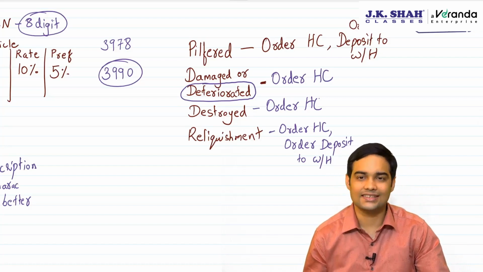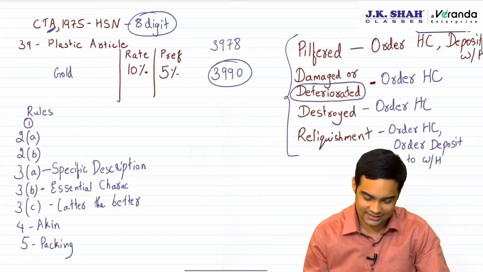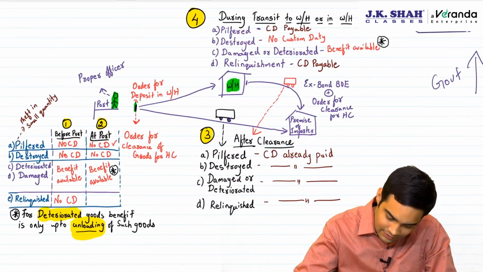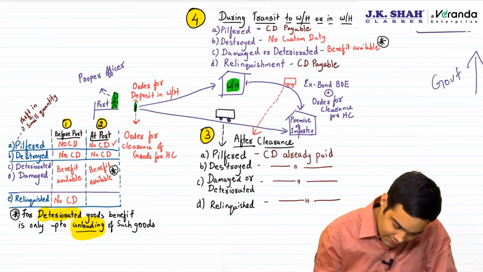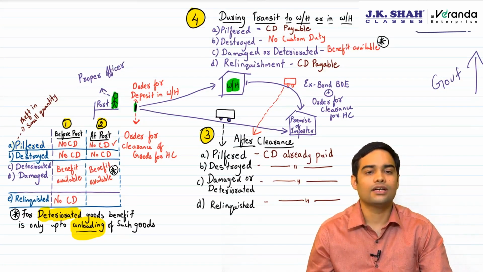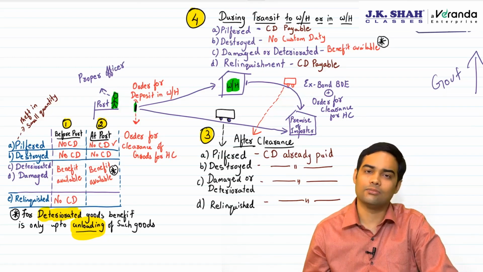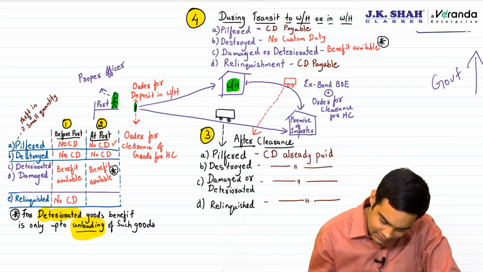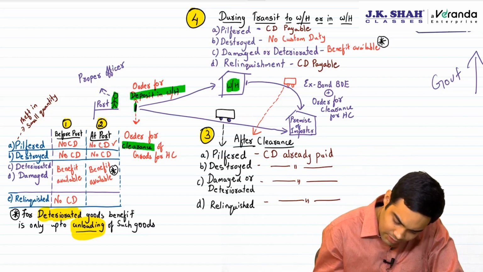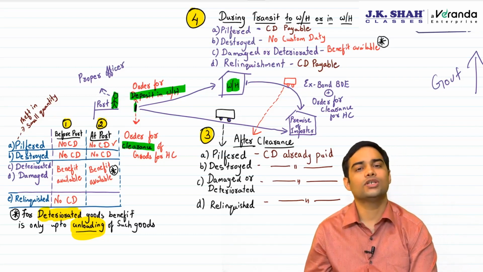Clear? Yes, sir. Now let's have a look at all these pilfered, damaged, deteriorated and relinquished cases in a small diagram which can be used before the exam. See this. When we talk about goods pilfered, it's theft in small quantity. Will we get the benefit in case of pilfered? Yeah. If it is before the port, no custom duty. At the port, no custom duty payable. So till this date, order for clearance for home consumption or till the time of deposit to warehouse, you will get the benefit. Destroyed, yes, no custom duty payable.